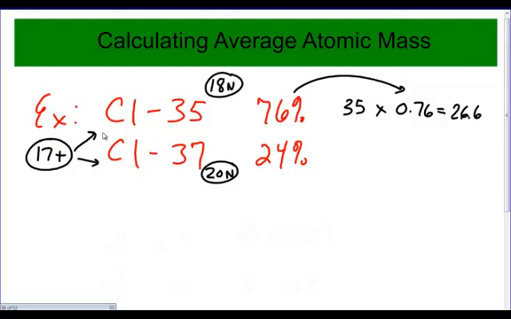You do the same thing for chlorine 37, writing the mass out and then the percentage as a decimal. Calculate that out, and you get 8.88. If you add these two together, you should end up with the same average atomic mass that you see on the periodic table. So you add 26.6 plus 8.88, and you get 35.48.